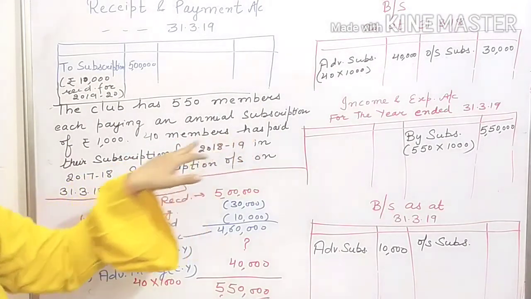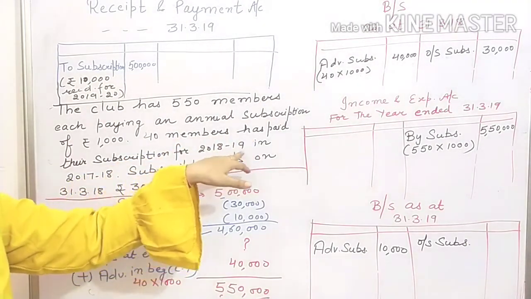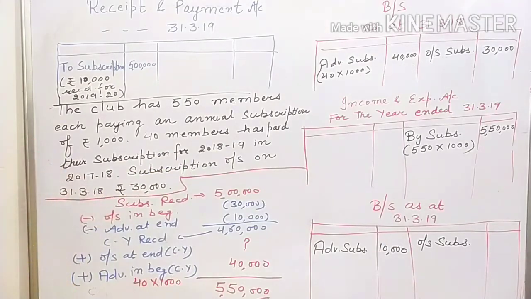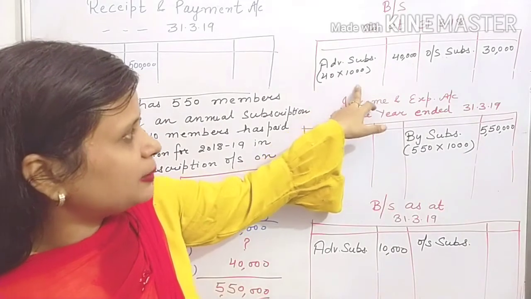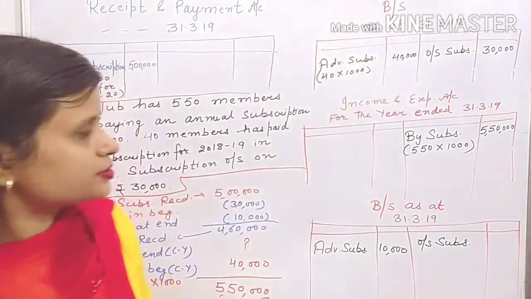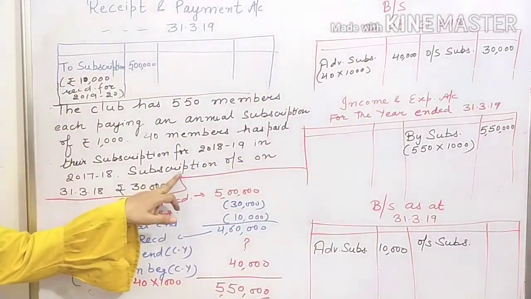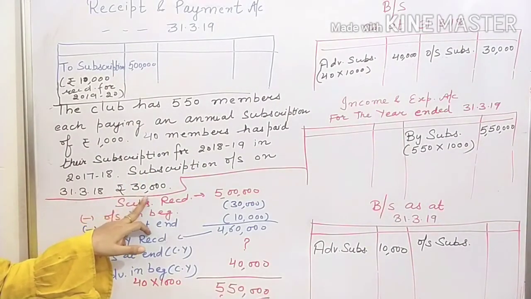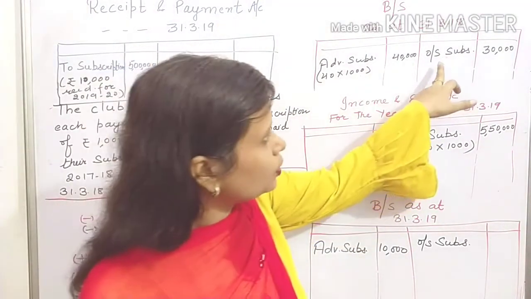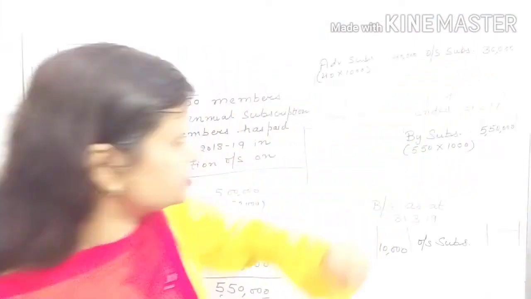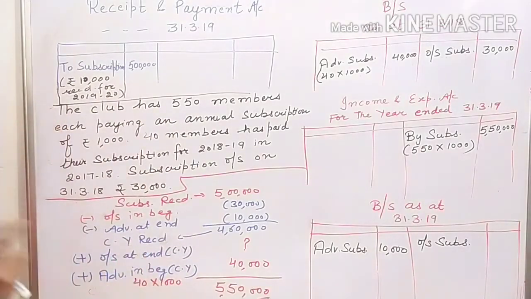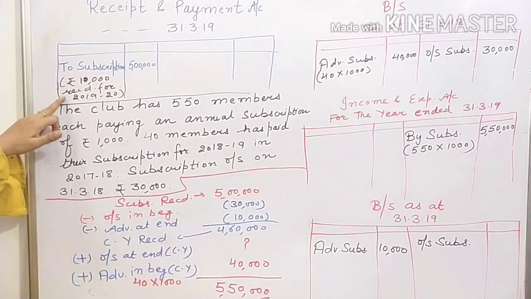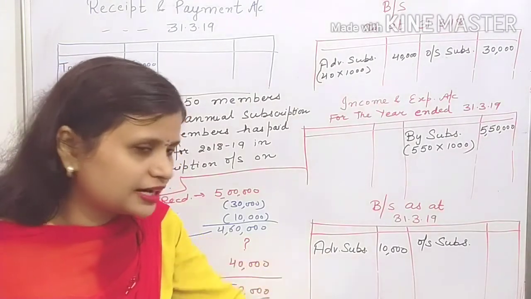40 members have paid their subscription for the current year in the previous year. It will be an advance subscription in the beginning. 40 multiplied by 1000, 40,000. Subscription outstanding in the beginning 30,000, that is clearly mentioned. So here you will write down outstanding subscription 30,000. Now at the end, advance subscription. This is also clearly given: 10,000 received for 2019-20. This is our advance subscription at the end.